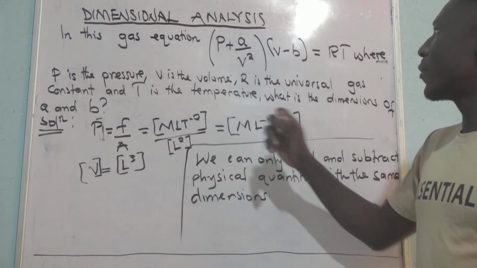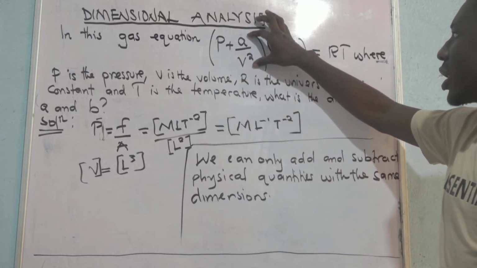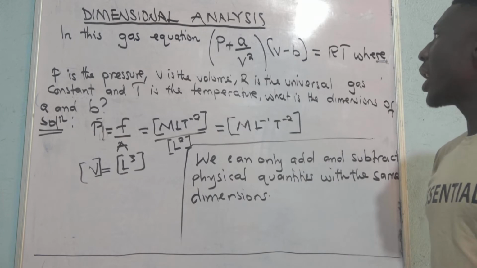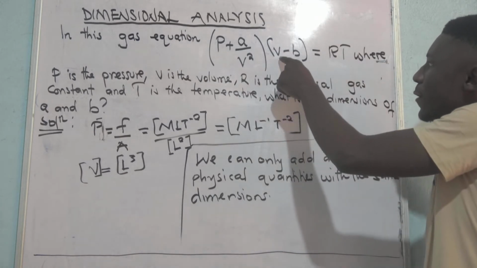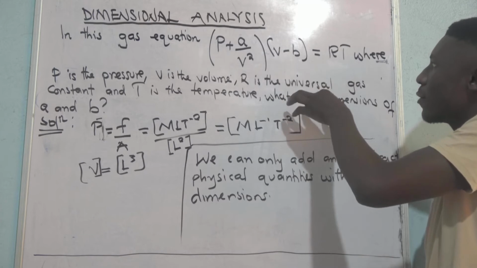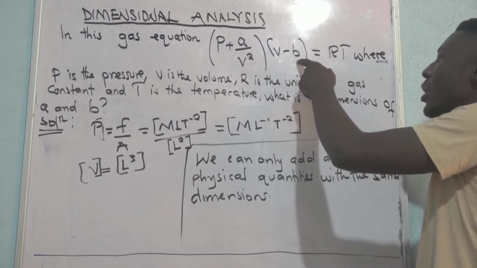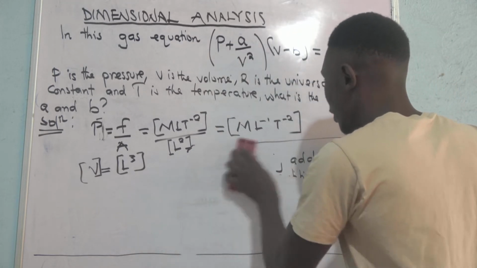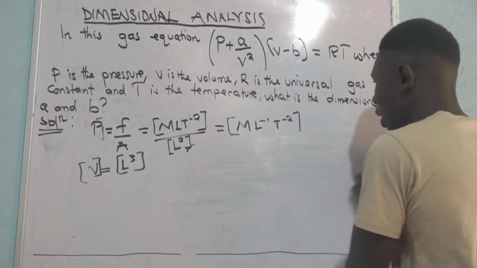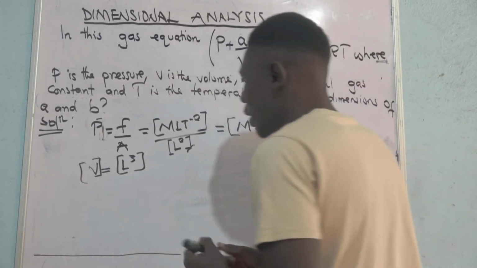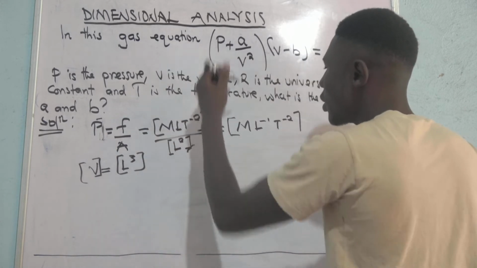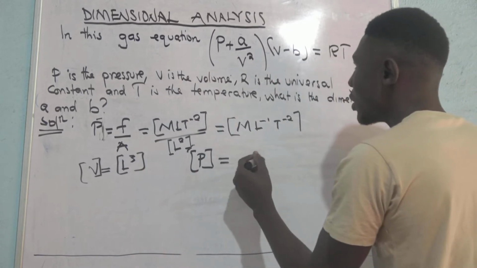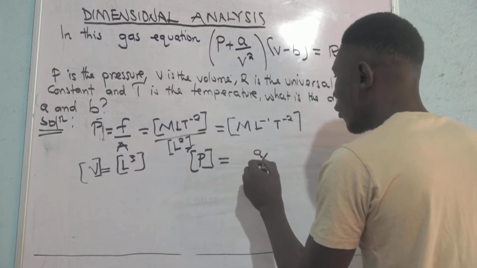Now looking at the equation that we have, since pressure is being added to this term here, the dimensions for pressure and a over V squared are the same. And also, since V minus b is a subtraction, the dimensions for V are the same as the dimensions for b. So we can write that the dimensions for P, which is pressure, are the same as the dimensions for a over V squared.